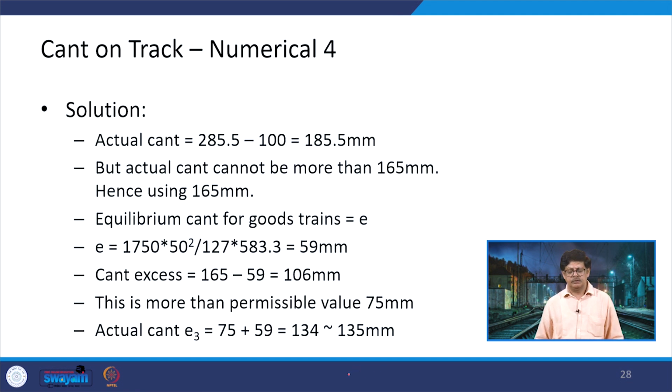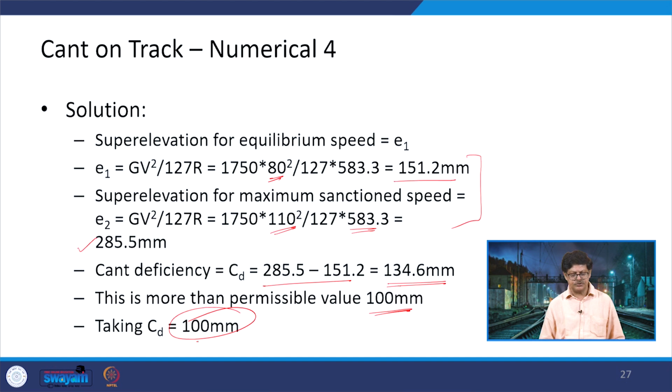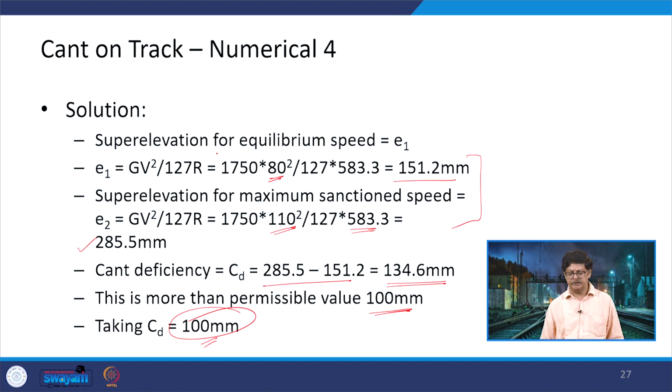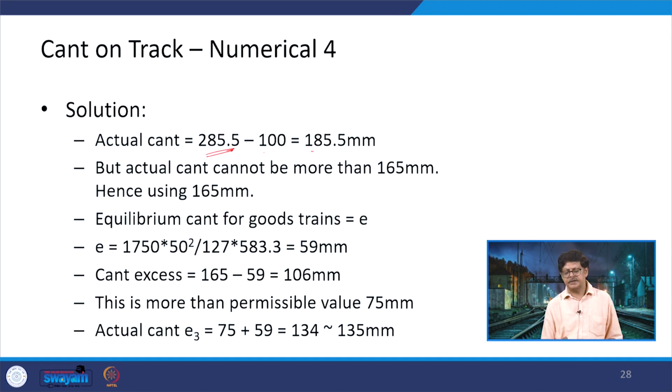Now, the actual Cant which will be there, so we have restricted the deficiency to 100. So, we are going back for the high speed, we calculated 285.5. So, this is 285.5 here. So, 285.5 minus 100 is 185.5 mm. Again, we have discussed that the Cant in the case of group A, B and C can be 165 mm maximum. So, if we consider that 165 mm, this value is again being restricted. So, we restrict it and then we will be using this value now.